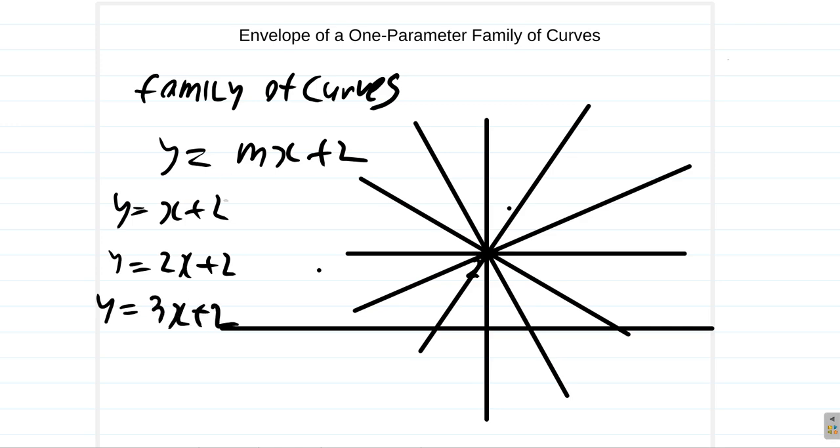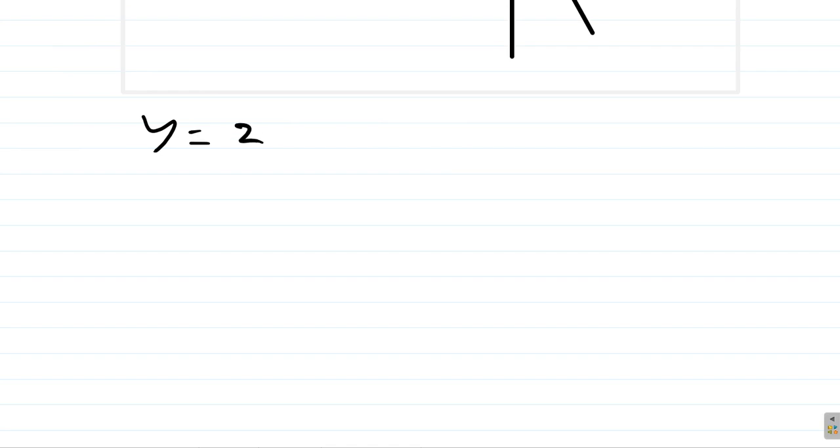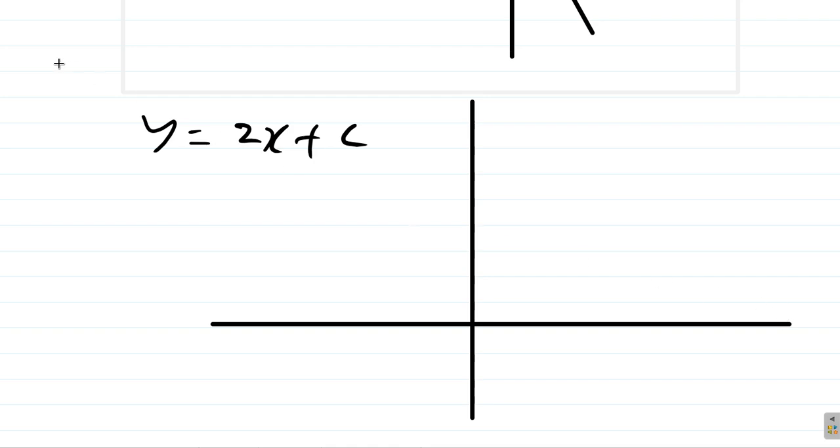This is a family of curves. They have something in common. The only thing that changes is a parameter. Alright? It could be two parameters too, but we're looking at one parameter. So that's what we have here. You could have, for example, y is equal to 2x plus c, where c is the parameter. In that case, you have the same gradient throughout, but different c's.